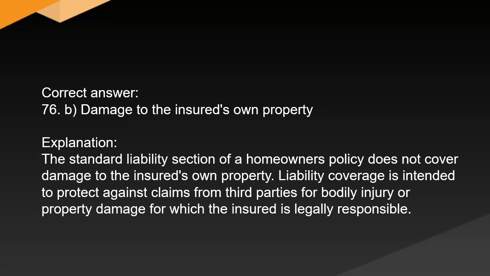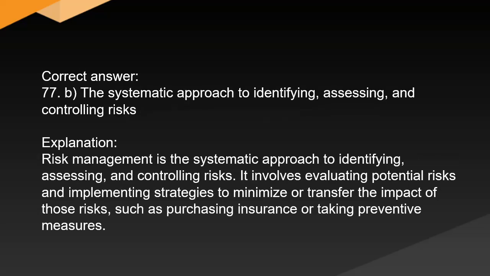Explanation. The standard liability section of a homeowner's policy does not cover damage to the insured's own property. Liability coverage is intended to protect against claims from third parties for bodily injury or property damage for which the insured is legally responsible. Correct answer. B. The systematic approach to identifying, assessing, and controlling risks.